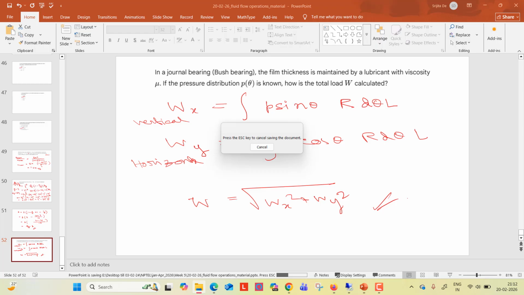So I am showing each term of the Navier-Stokes equation, how these things come and how they are expressed. It is a somewhat big PPT, so that is why it is taking time to open. Just bear with me.